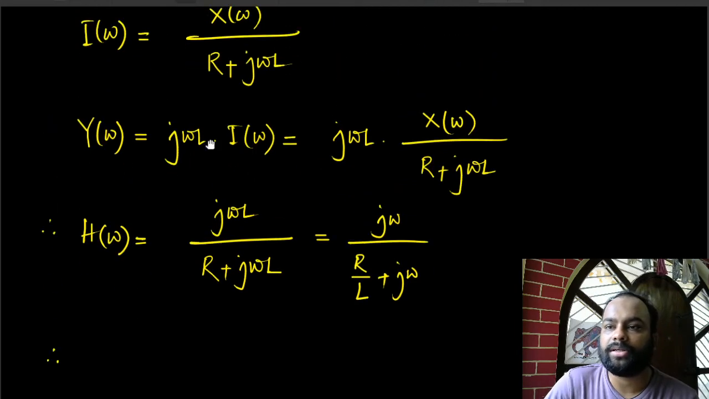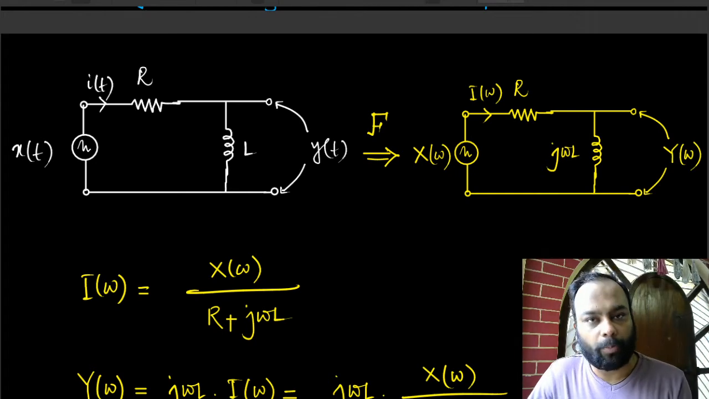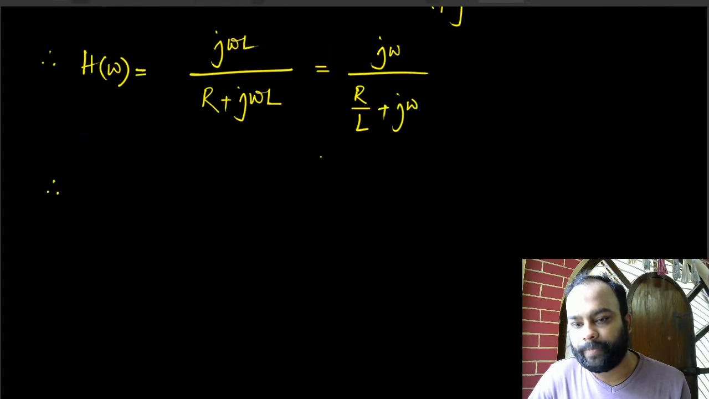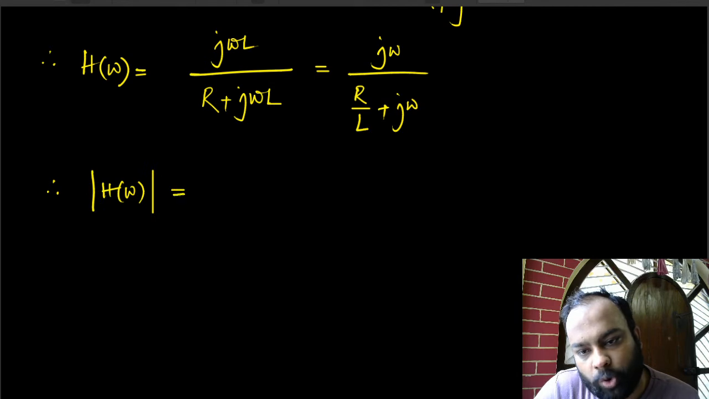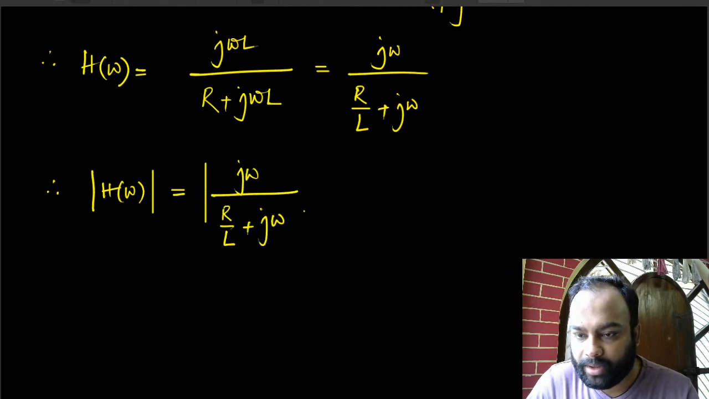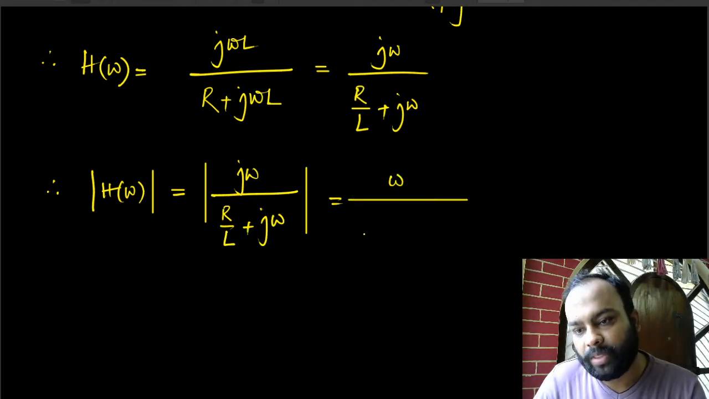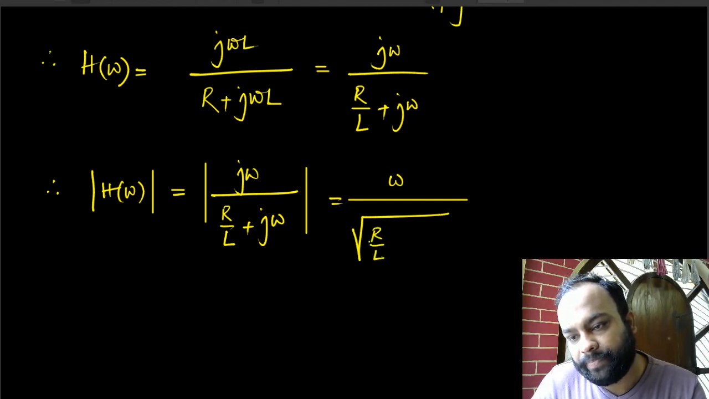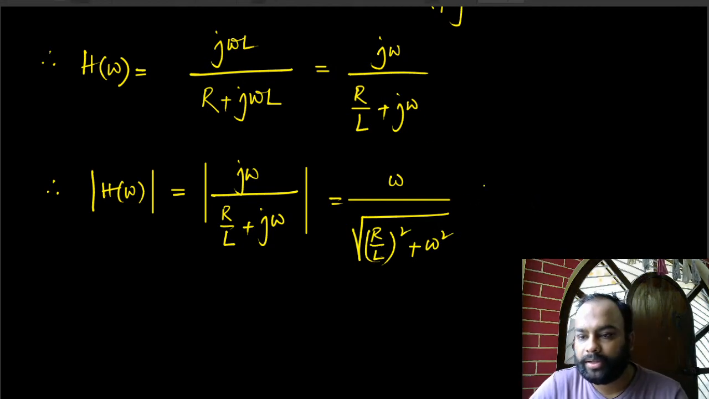So okay, this is the ratio of the Fourier transform of the output to that of the input. What is the input? Input is the total voltage across the circuit. What is the output? Output is the voltage across the inductor here, right? So with that said, what is the amplitude response? That is going to be the amplitude of this quantity. And if I take the amplitude of this quantity, which is J omega divided by R by L plus J omega, subsequently I would have omega here. Again, I'm considering positive frequencies only. That's why. And root over, I would have R by L whole square plus omega square. All right. So that's the quantity.